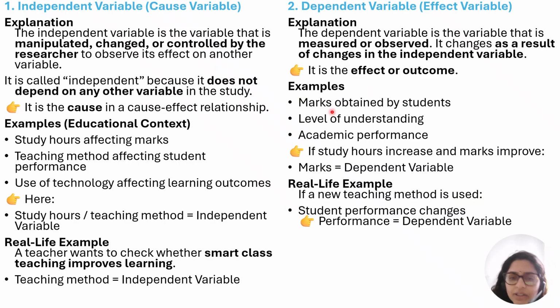Example, marks obtained by the student. Marks are not in the researcher's hand. Only the study hours are in the researcher's hand. Then level of understanding. The teaching methods will affect the level of understanding. Academic performance. All these are not in the researcher's hand. So these are dependent variables. So if study hours increases, marks will improve. So marks is a dependent variable. Marks is depending on study hours. I hope it is clear.